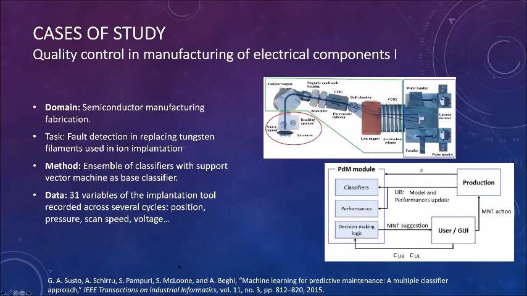This first example, belonging to semiconductor manufacturing fabrication, consists of the use of an ensemble of classifiers using support vector machines as base classifier. The objective was detecting faults in an important operation in the context of semiconductor manufacturing, the replacement of the tungsten filament used in ion implantation. This example used 31 variables of the implantation tool, and the obtained result, with accuracies over 98%, demonstrated the effectiveness of the methodology.